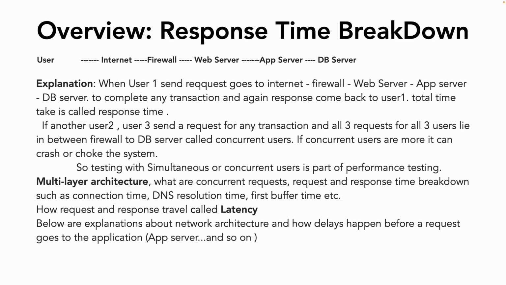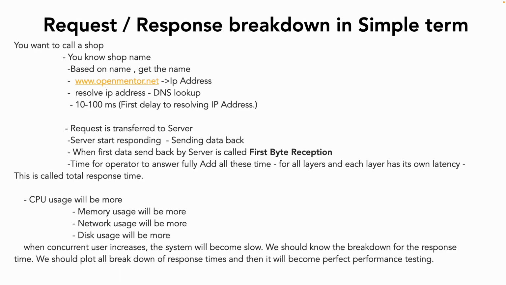Now one more concept is called latency. Concurrent requests and the response time breakdown include connection time, DNS resolution, first byte time, etc. How request and response travel is called latency, meaning how much delay happens when the request goes and the response comes back. That is the latency of our application. We'll go to the next.